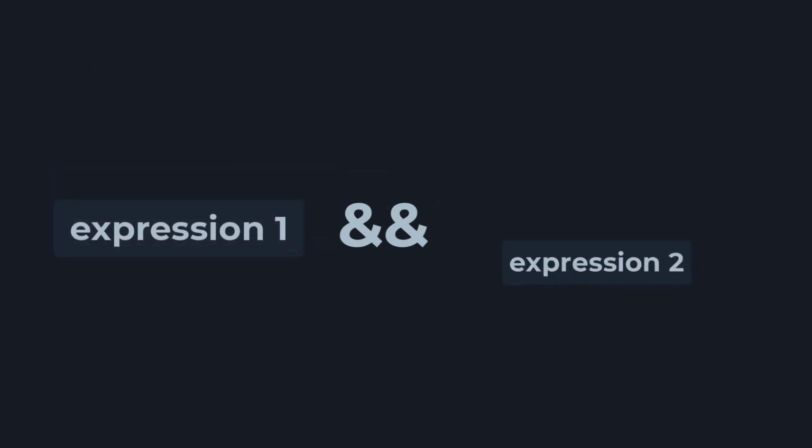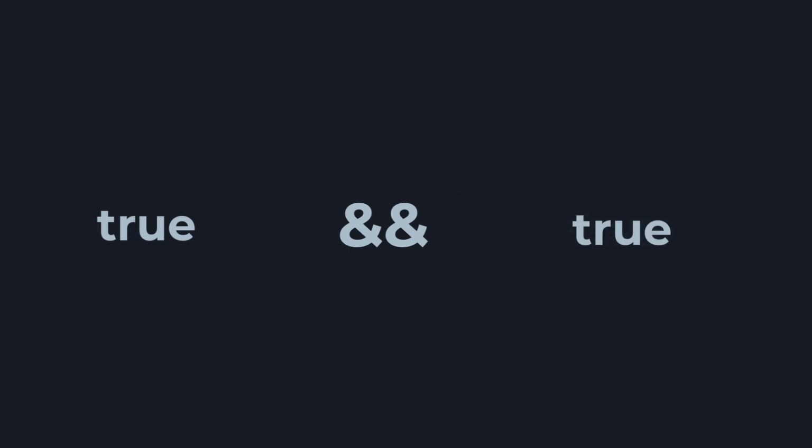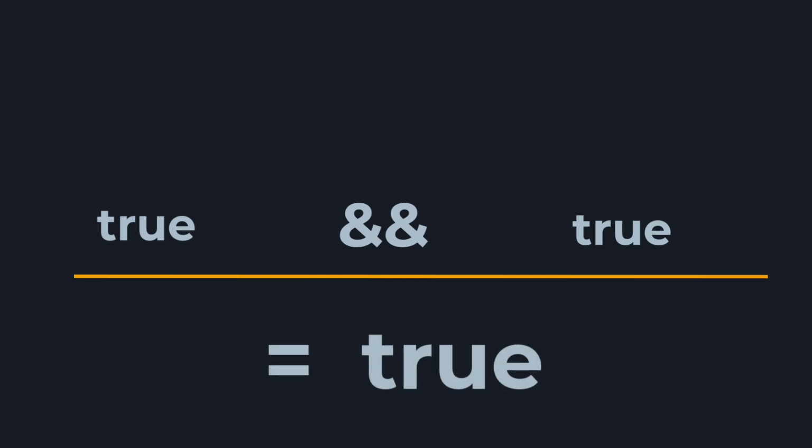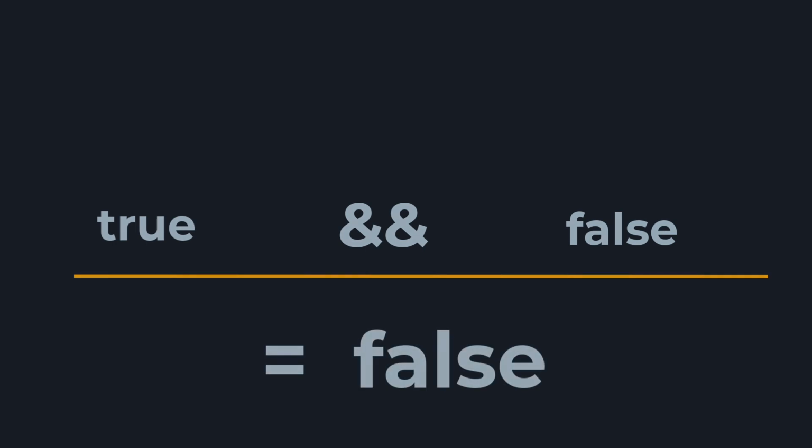Now, the AND operator will usually have two expressions, on the left and on the right side. If both expressions, that is the expression on the left and the expression on the right side of the AND operator, are true, then the AND operator will return true. But if one of the expressions on either side of the AND operator is false, then the AND operator will return a false to you.